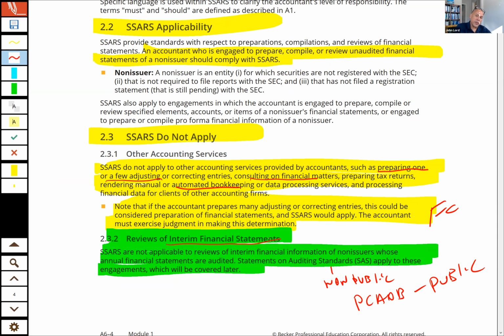So what they do is they pull the review of interim statements back under the auditing standards, because they sit there and say, well, since you're going to eventually audit those anyway, we're going to pull those back under the auditing standards.